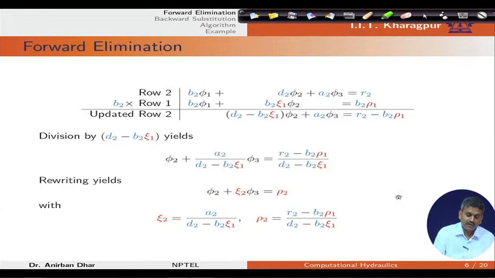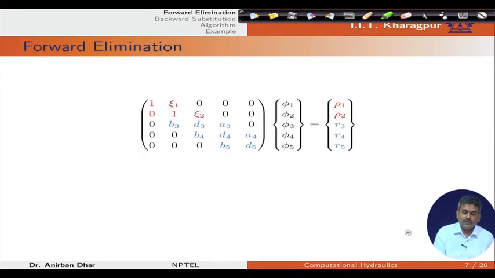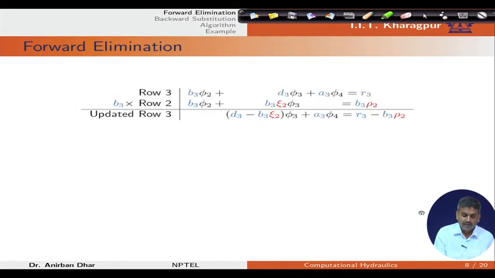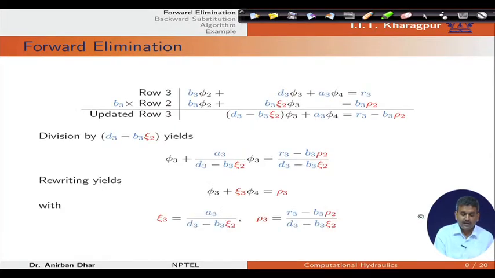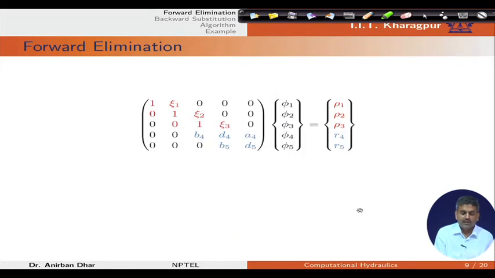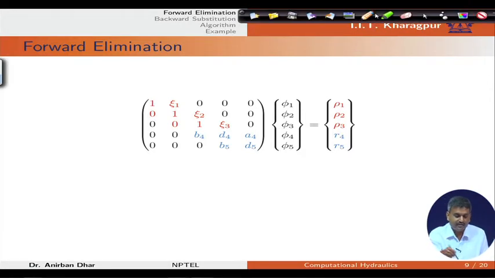Similarly, if we reduce our rho 3, we can repeat the same thing here. Obviously, you can see that unchanged coefficients are represented with blue color and changed coefficients or changed vectors are represented with red color here. So, up to rho 3 we have converted.